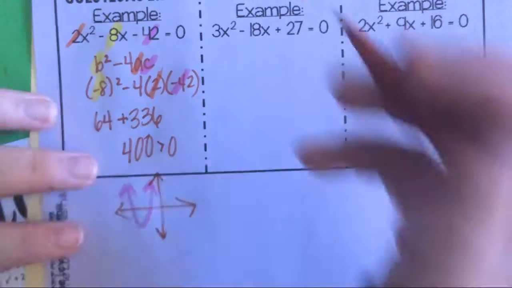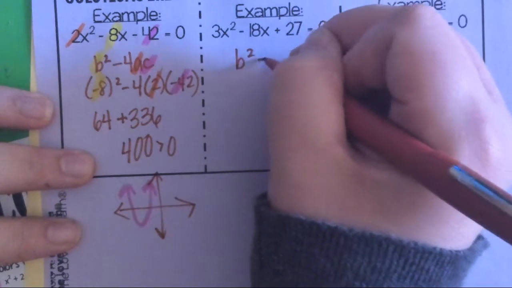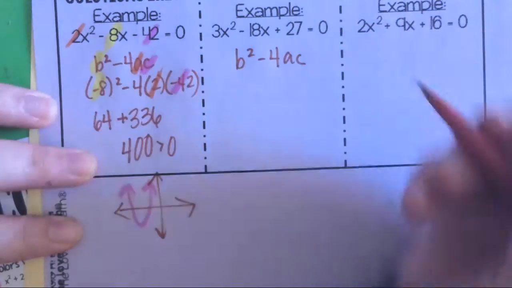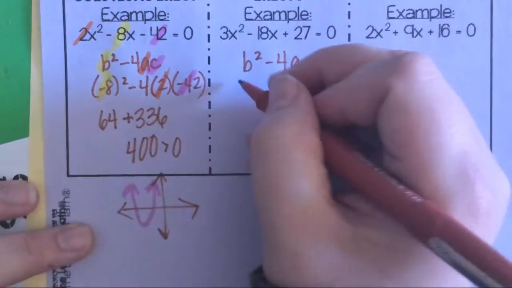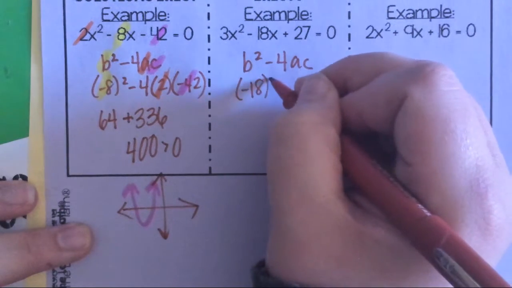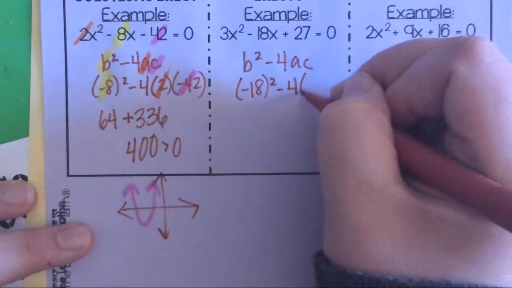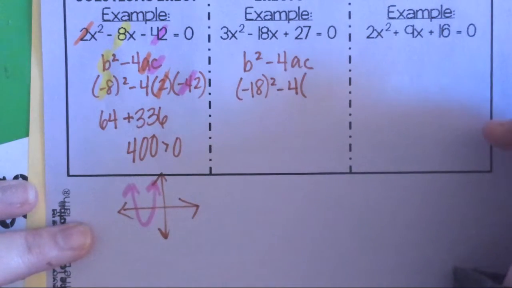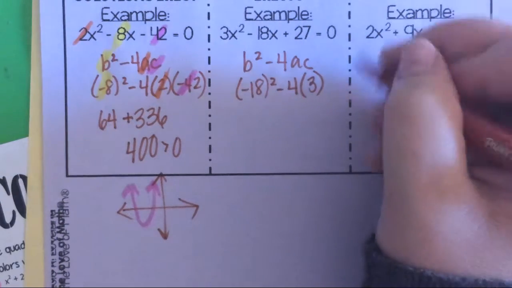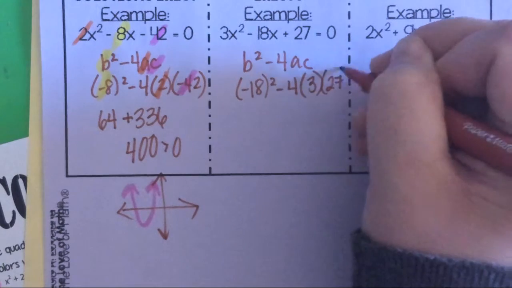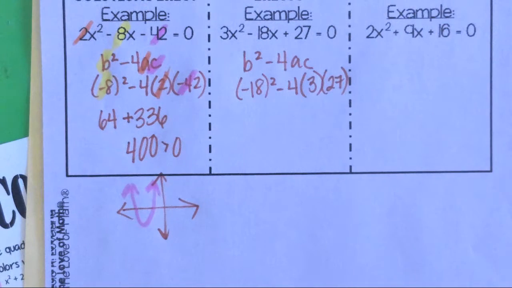Okay, and then let's go to the next one. We're going to do the same thing. B squared minus 4ac. What is my B? Minus 4. What is my A? What is my C? Okay. I need to know negative 18 squared. Well, what is that?